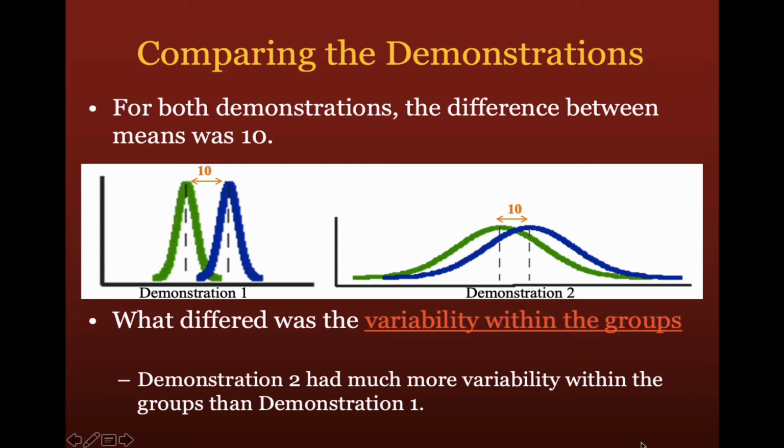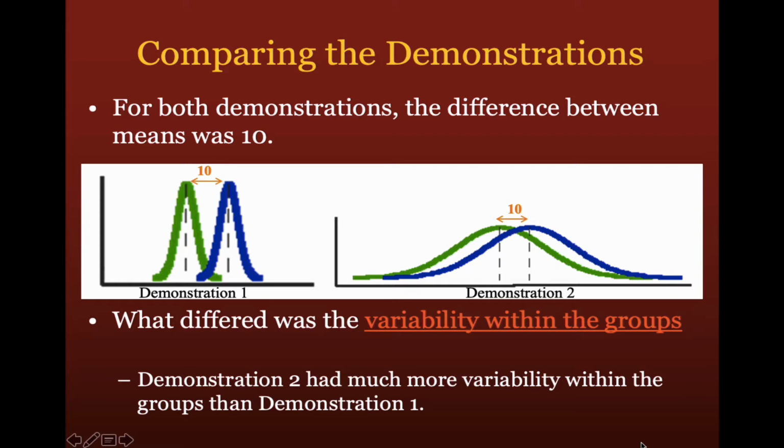For our first demonstration, conditions A and B, the scores were pretty closely grouped around those means. The range was 2, right? So they're all close together. For the second demonstration, when we had C and D, the range was 12. So the scores were much more dispersed around those two means, right? So what I want you to recognize is that demonstration 2 had a lot more variability than demonstration 1.